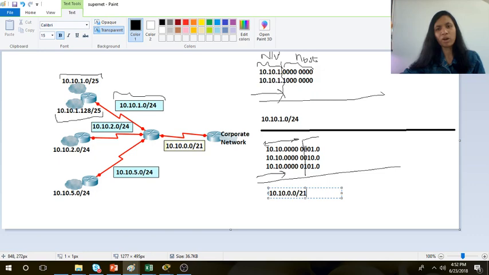The 22nd bit is different, right? So it is not common for these 3 networks. So the difference starts from the 22nd bit onwards. Hence I am going to consider only 21 bits to be my network bits. Rest of the bits I simply put them equal to 0, since I need the network address for my supernet. Okay, so that is how you can do supernetting.